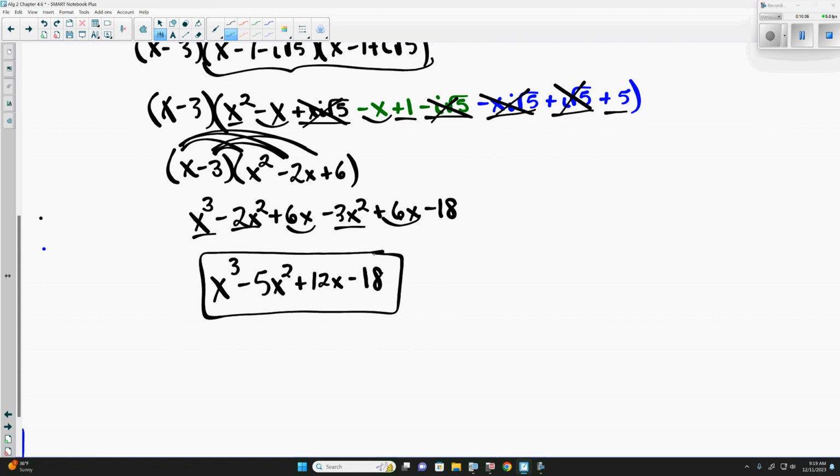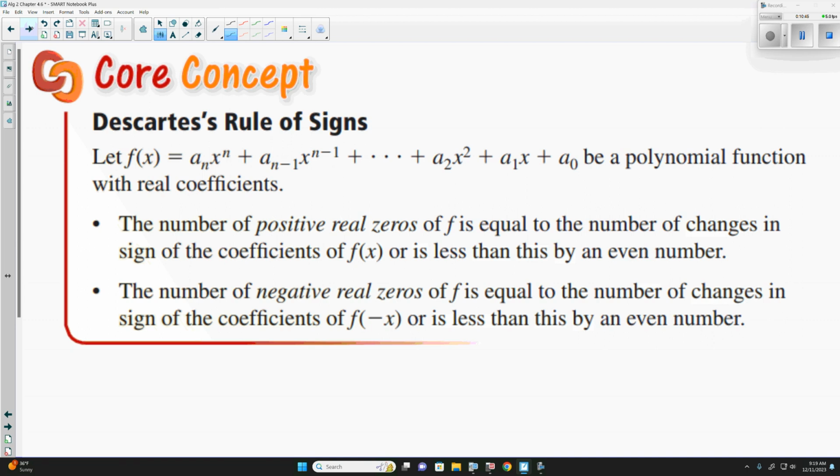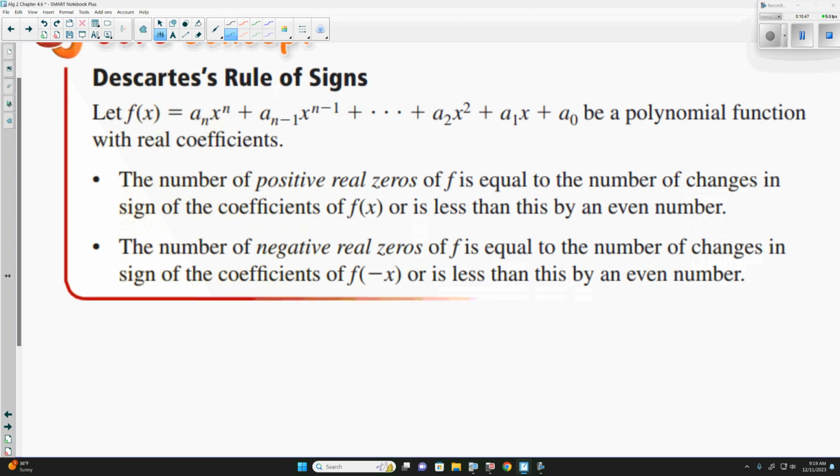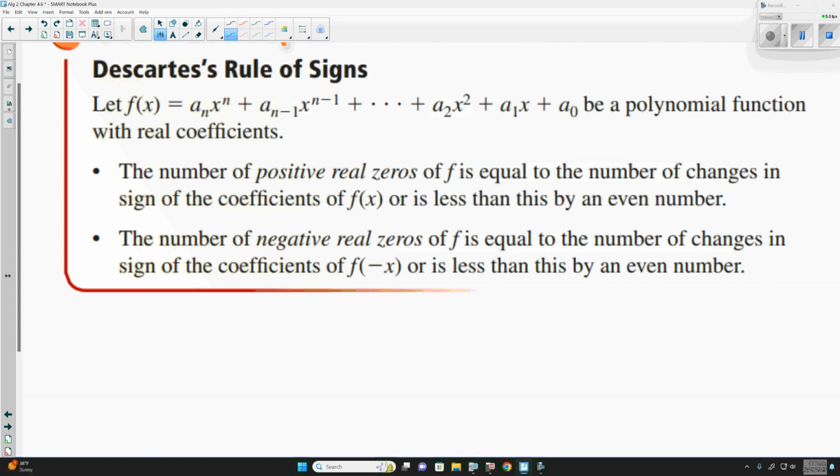Any questions on any of this here? Are we ready for the last theorem of this chapter? Descartes' rule of signs. If we have a polynomial function with real coefficients, so the numbers in front of them are real numbers, we don't have any imaginary numbers, i terms, then the number of positive solutions, number of positive real zeros, is equal to the number of sign changes of the coefficients of f of x, or is less than it by an even number. Okay, so we're just going to look at that first.